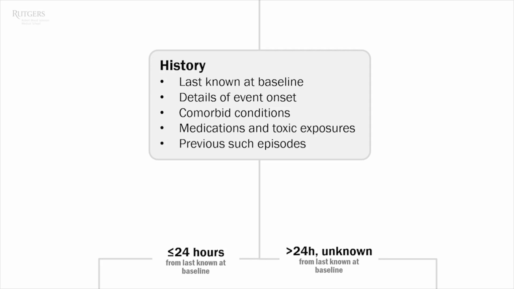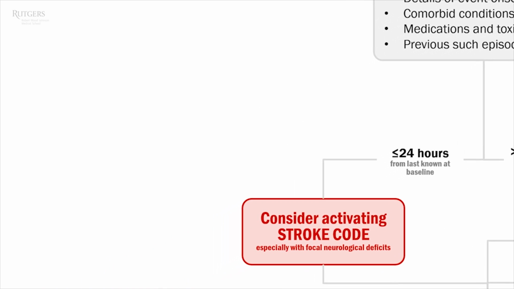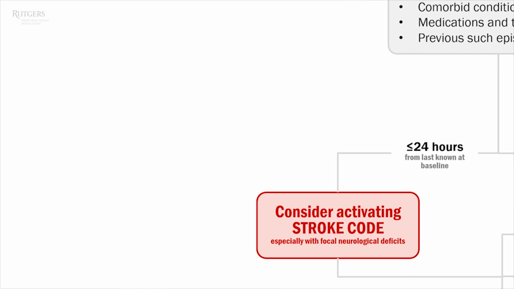Trauma's out of the picture. Could still be infection. Or neurological or genetic. We need a better history. If the symptom onset is within 24 hours, you should really consider activating a stroke code, especially if you see focal neurologic deficits. You really don't want to miss a treatable ischemic lesion.